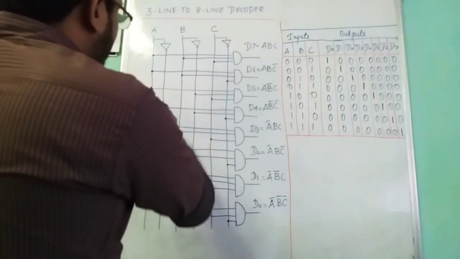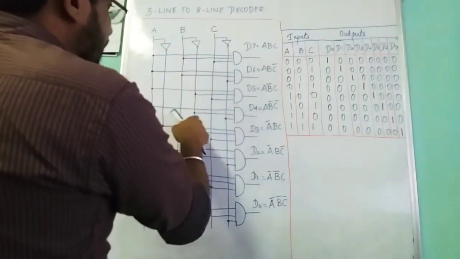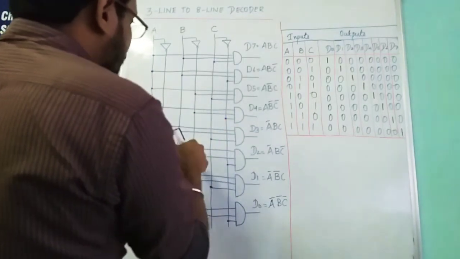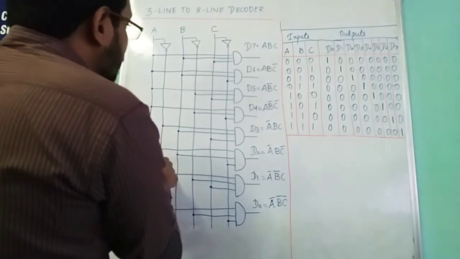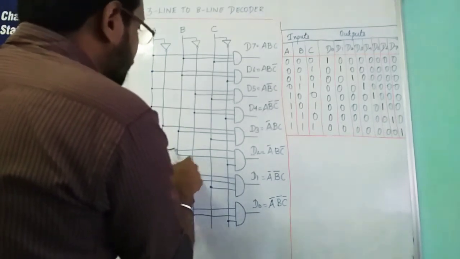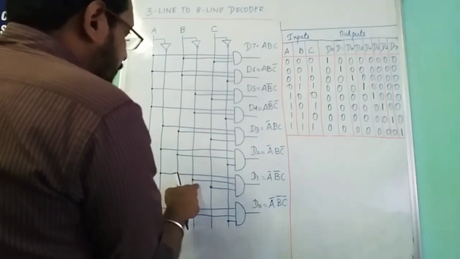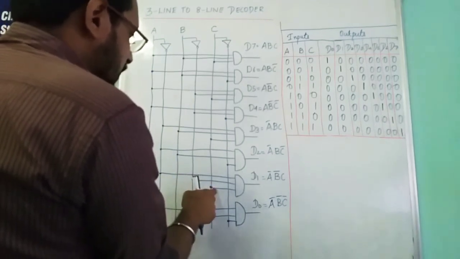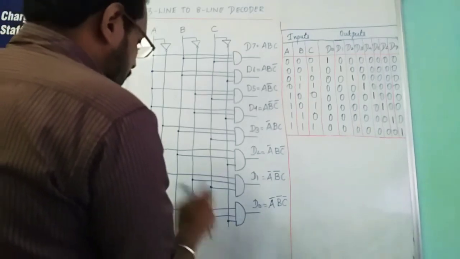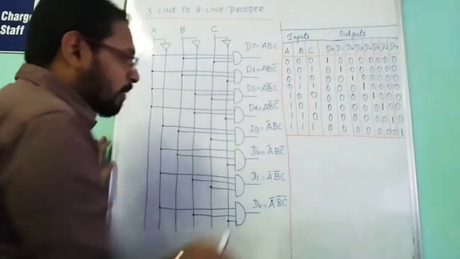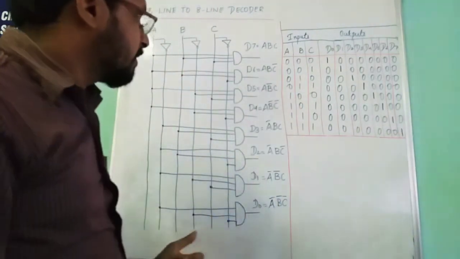Let me check. A is positive, B is negative, C is positive. A is positive, B is negative, C is negative. A bar, B, C, and A bar, B, C bar, A bar, B bar, C, and this is A bar, B bar, and C bar. Likewise we construct all these cases. Clear?